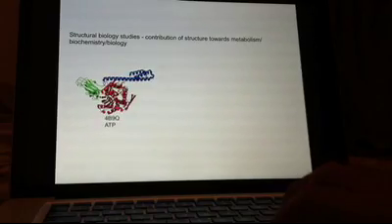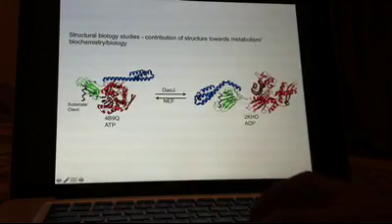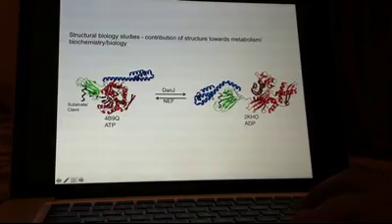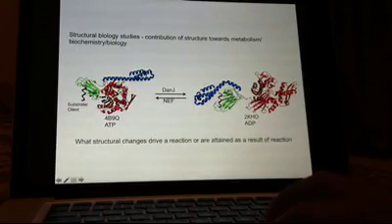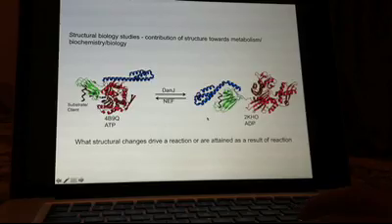For example, again, I want to show you here DNA-K arrangement of its domains in the three-dimensional space. Now, if a substrate comes in and binds to this molecule, you see its molecular structure changes to a large extent. Its lid domain moves around 90 degrees and clamps on the substrate binding domain. Now, structural biology tells us about what structural changes drive a reaction, or what structures are attained as a result of a certain biological reaction.